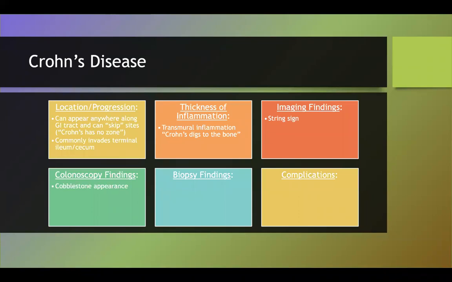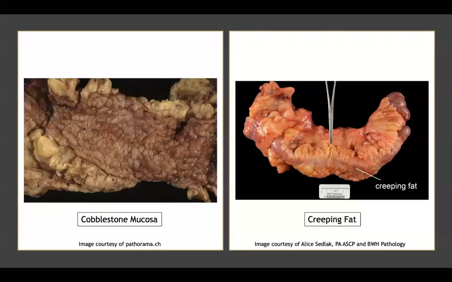On colonoscopy, you're going to find a cobblestone appearance. And so you're going to think about the stones in Crohn's. You'll also see creeping fat as well. So let me talk about these really quick. Here's cobblestone mucosa on the left here. You can see this kind of looks like a cobblestone pathway. Remember the stones in Crohn's. And you also see this creeping fat here invading.